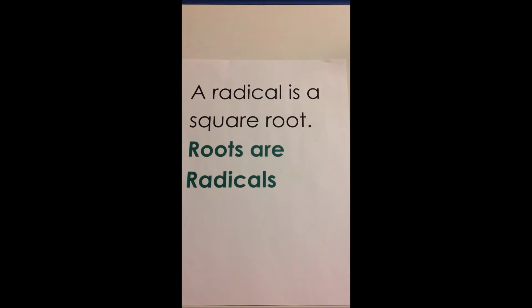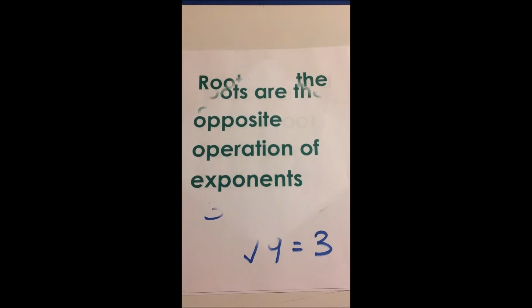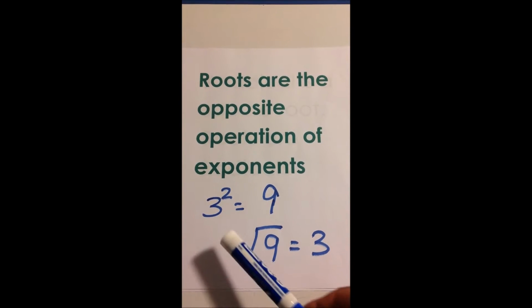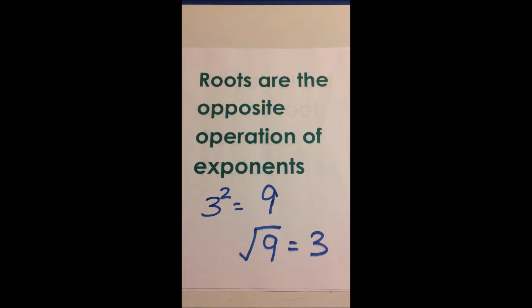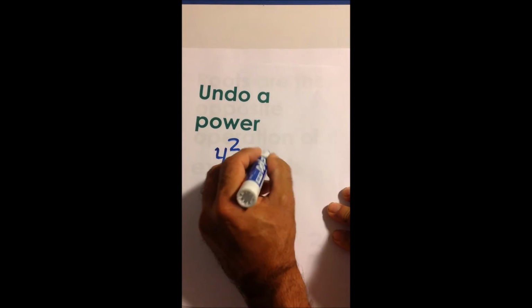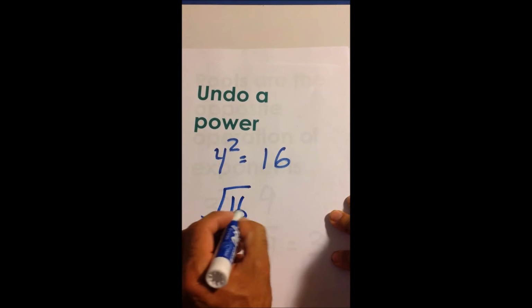Now, we need to know that roots are the opposite operation of exponents. Here we have, again, the opposite operation. 3 squared with the exponent is 9, and the square root of 9 is 3. So that's why they're the opposite operation. When you undo a power, you're doing a square root. If I said 4 squared, we know 4 squared is 16. If I say undo the power, the square root of 16 gives us 4.